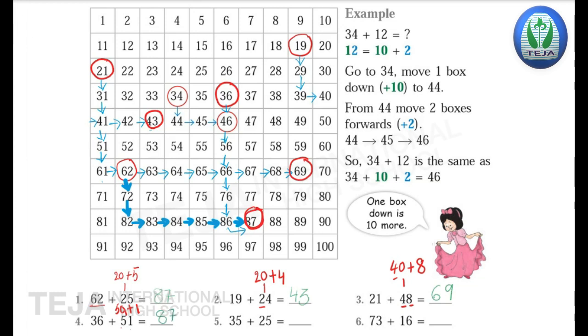Now next, fifth question. 35 plus 25. The first number is 35. So we will circle 35 here. Now the next number is 25. 25 means 20 plus 5. 2 is in the tens place, and 5 is in the ones place. So the value of 2 is 20 and 5 is 5 itself only. Okay. Now 35 plus 20 means you have to move 2 boxes. So now move 2 boxes downwards, children.